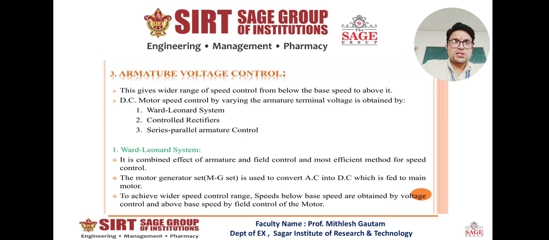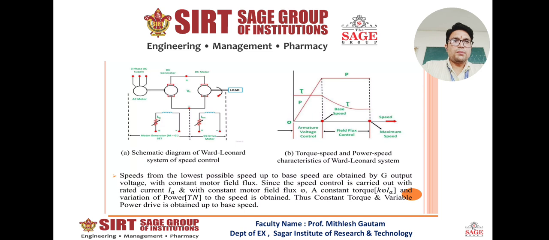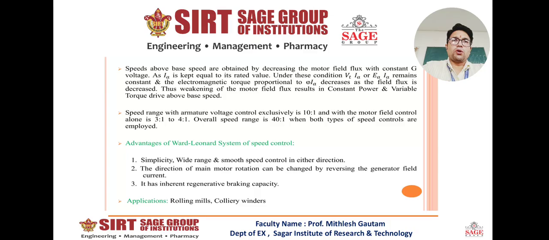The motor generator set is used to convert AC into DC, which is fed to the main motor. To achieve a wider speed control range, speeds below base speed are obtained by voltage control, and speeds above base speed are obtained by the field control method of the motor. This is the circuit diagram and its characteristics. Here we use constant torque and variable power. After the base speed, we get the constant power and variable torque method.